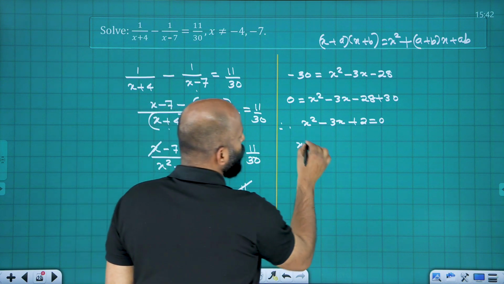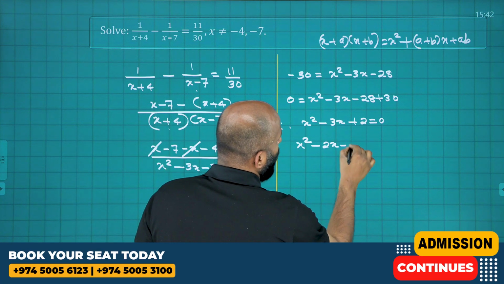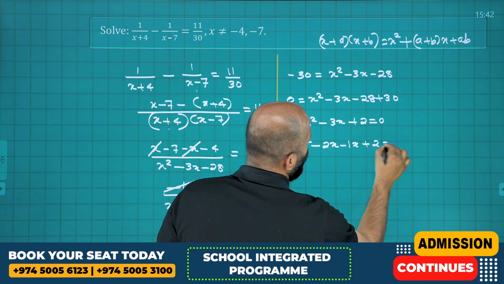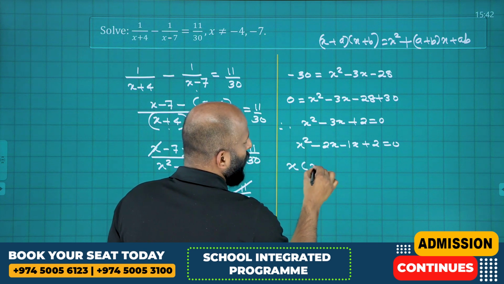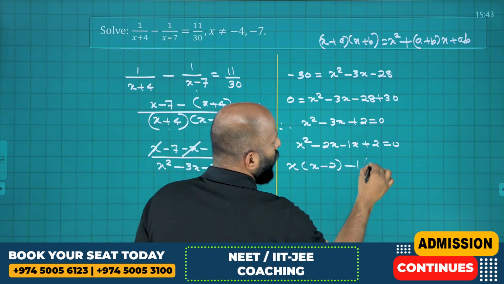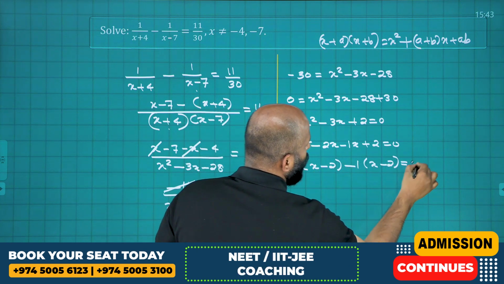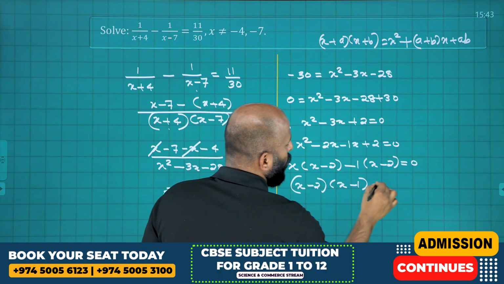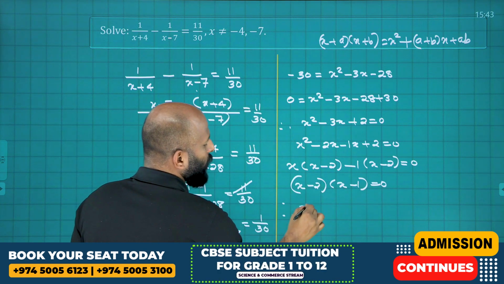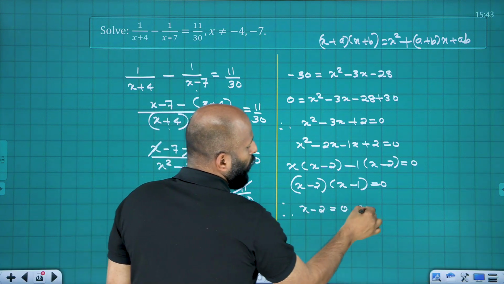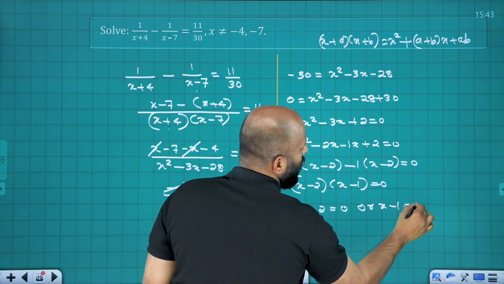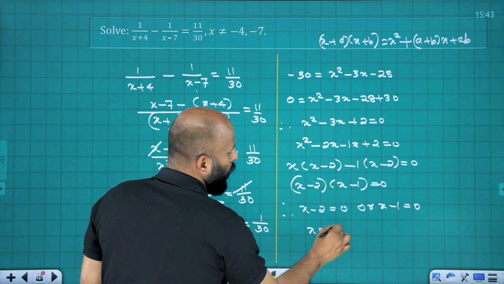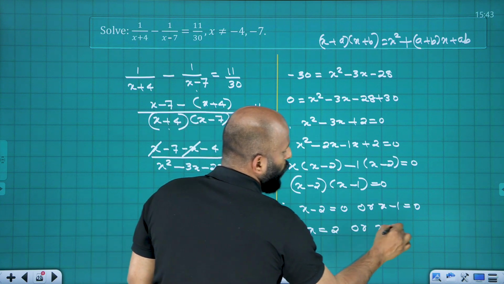Factorization is very easy here. So here x square minus 2x minus 1x plus 2 is equal to 0. x into x minus 2 plus minus 1 into x minus 2 is equal to 0. Therefore x minus 2 into x minus 1 is equal to 0. Therefore, x minus 2 is equal to 0 or x minus 1 is equal to 0. That is x is equal to 2 or x is equal to 1.